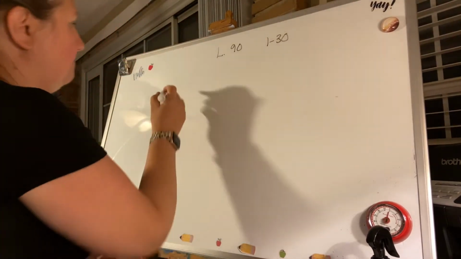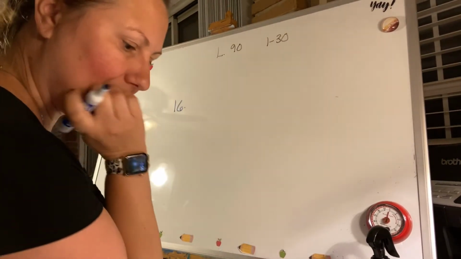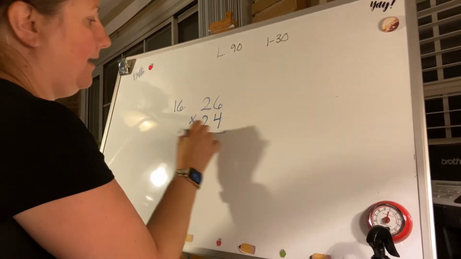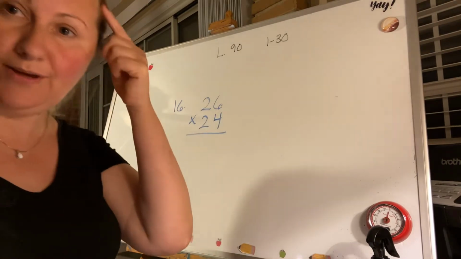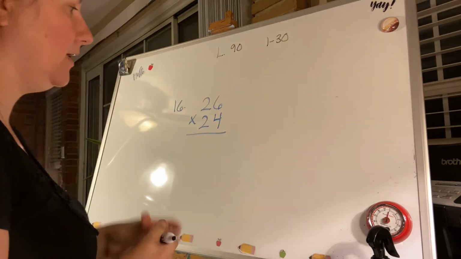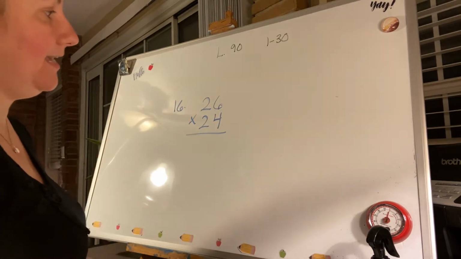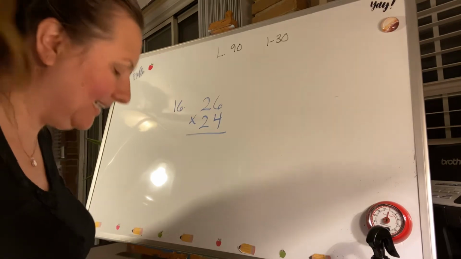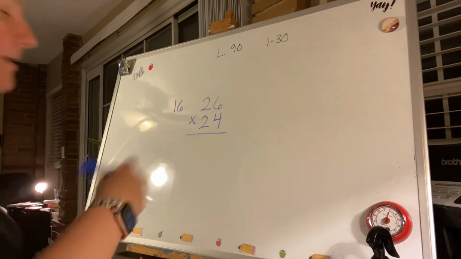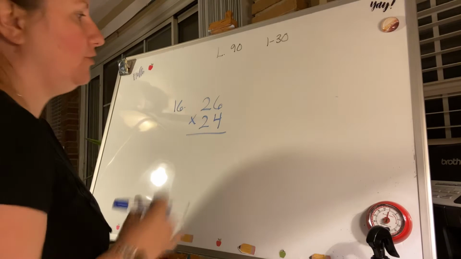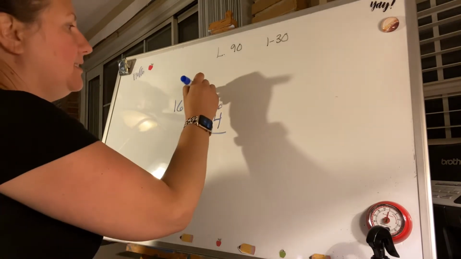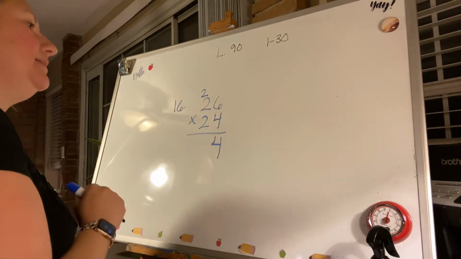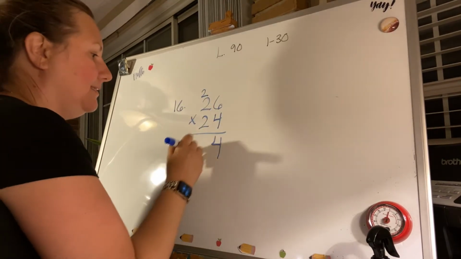Number 16 is 26 times 24. Okay, so multiplying a 2-digit number by another 2-digit number. This is just like saying 26 times 4 plus 26 times 20. So what is our product? Well, we are going to do partial products first. 4 times 6 is 24. 4 times 2 is 8, plus 2 is 10.